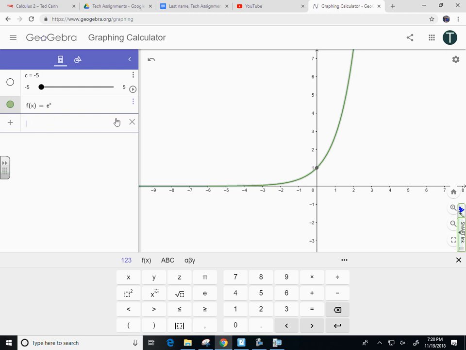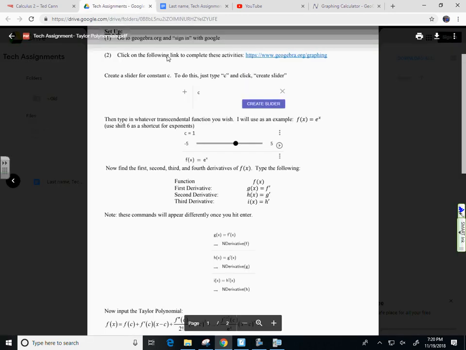All right. So I have my function. This looks very much like an exponential base e. If I scroll this back and forth, it's not doing anything because I haven't asked it to do anything with that. All right. So let's go back to the assignment.